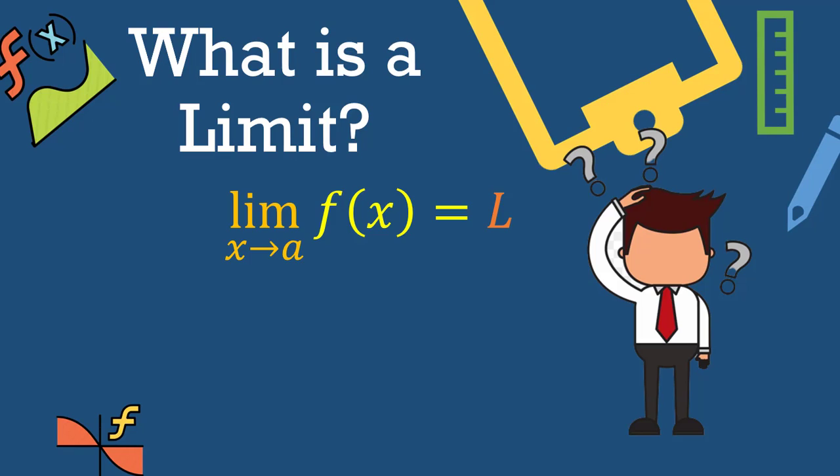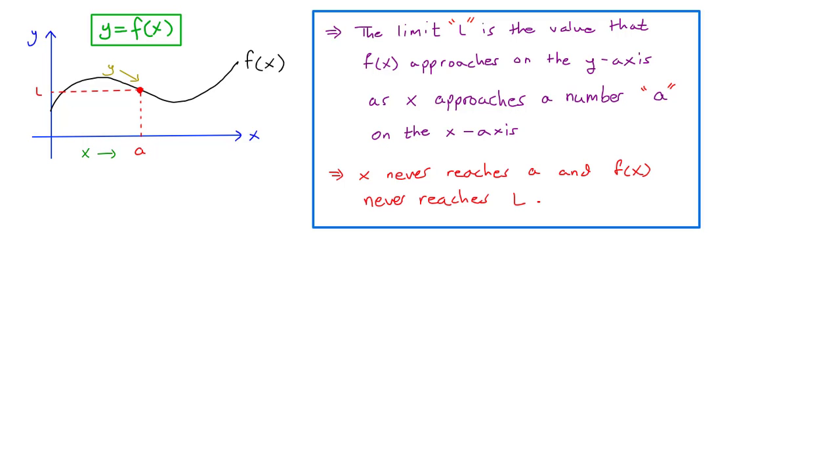Okay, so today we're going to talk about limits, and the first thing we're going to talk about is what exactly is a limit. So to start off, let's just start with a very nice and simple definition of a limit. So the limit L is the value that f of x approaches on the y-axis as x approaches a number a on the x-axis.